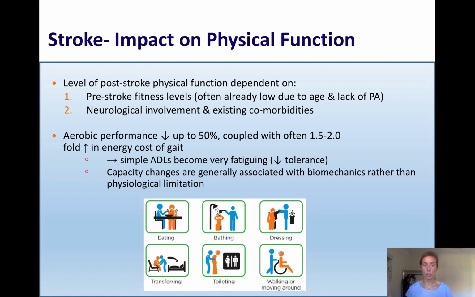We get this reduced tolerance, and your capacity changes are more associated with altered biomechanics rather than a physiological limitation. So we know the physiological limitation of our aerobic capacity is now significantly reduced, and then altered biomechanics and all the motor coordination factors and symptoms that we spoke about in the previous slide are obviously going to have a big impact as well. And simple activities of daily living we talk about every week. But people become exhausted trying to eat, bathe, dress, transfer themselves in and out of bed. All these things become really, really demanding on the individual.